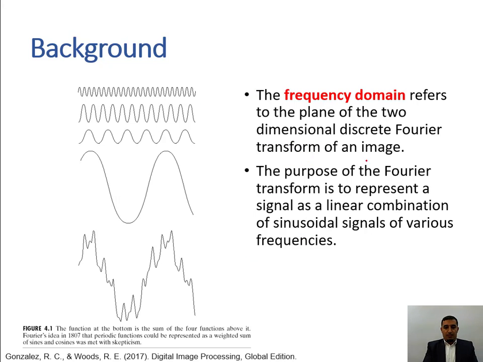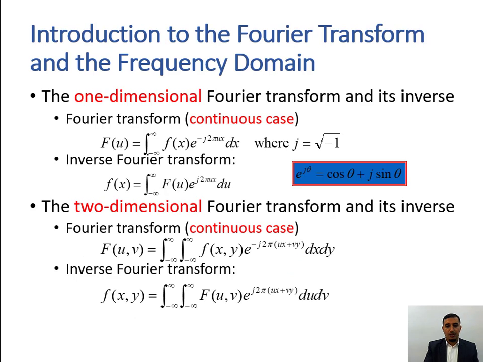In general, if you have signals with different frequencies and amplitudes, as you can see here, and we combine all these signals, we can get something appearing like this. The frequency domain refers to the plane of the two-dimensional discrete Fourier transform of an image. The purpose of the Fourier transform is to represent a signal as a linear combination of sinusoidal signals of various frequencies. So in order to understand it, let's go through the Fourier transform in one dimension.